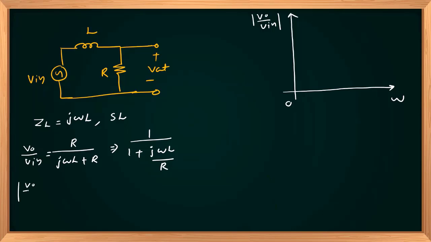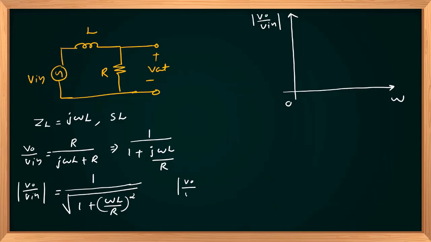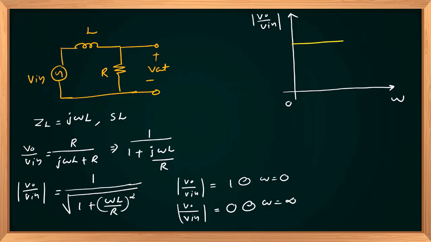The magnitude of voltage gain, V out upon V in magnitude, is given by 1 upon under the square root of 1 plus omega L by R the whole squared. The magnitude of voltage gain is equal to 1 at omega equal to 0, and equal to 0 at omega equal to infinity. So the response will look like this: at omega equal to 0, gain is 1, and it falls, reaching 0 at omega equal to infinity. Maximum gain is 1.